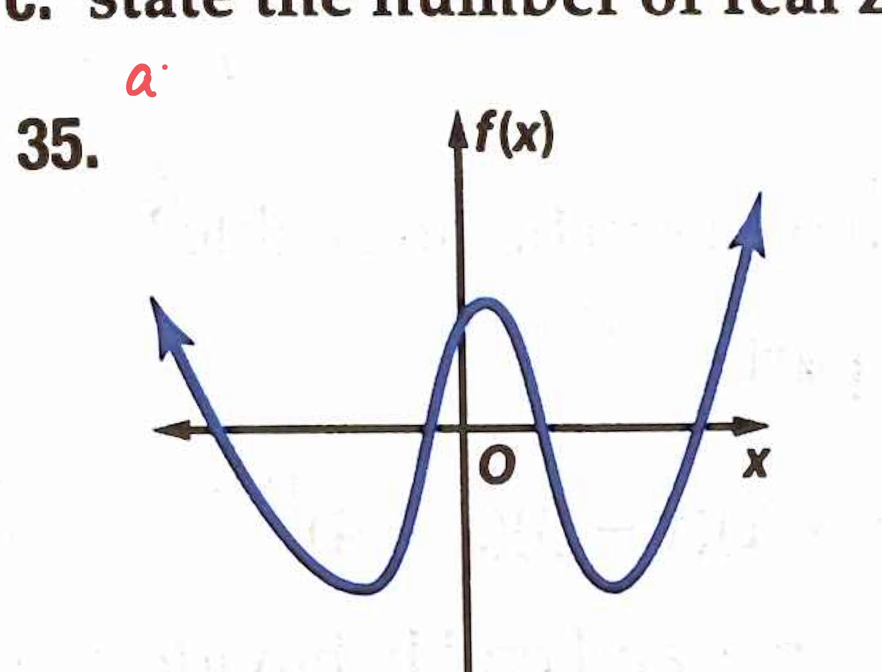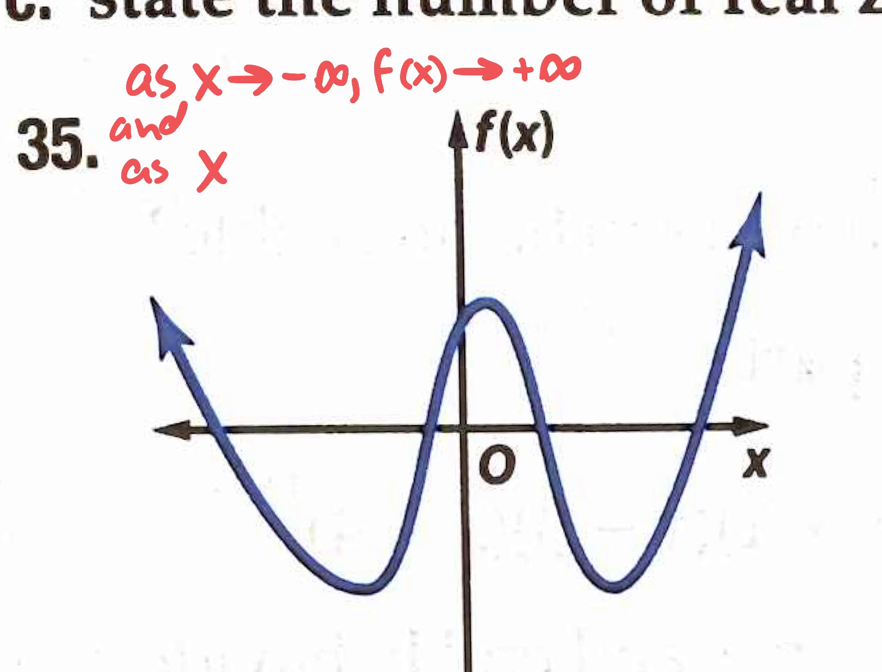What are we going to write? As x approaches negative infinity, that's saying as it goes to the left, your y values go where? They go up, positive infinity. Okay? And as x approaches positive infinity, let's look to the right, where do your y values go? They go also to positive infinity. Super easy. You guys got it. That is end behavior notation, right?